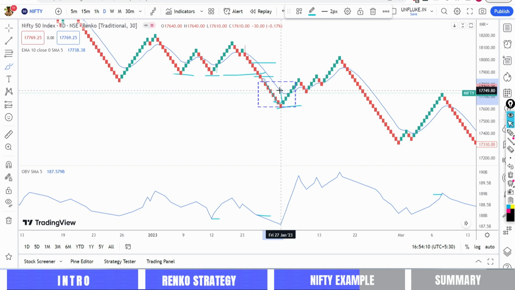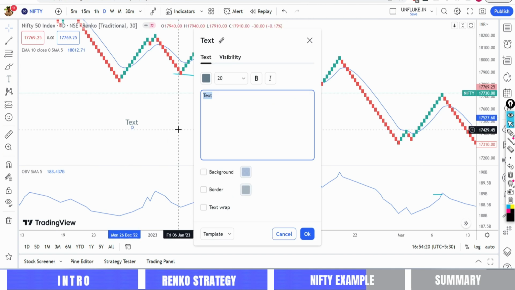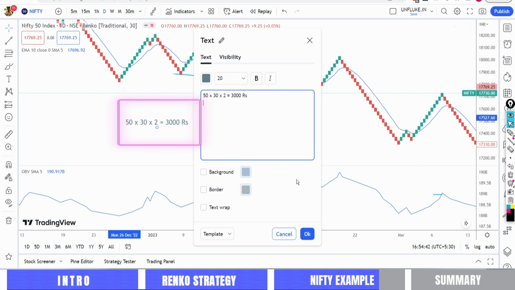Now how will we know what the brick size should be? That will depend on our risk management. In Nifty, I have put 30 points because currently the lot size is 50, right? So if I take 30 points as my risk and I'm using 2 blocks, the total risk that I'm taking is 3,000 rupees. Generally, this is the kind of risk that I'm willing to take when I'm trading Nifty. So I would be using this idea just to figure out my average brick size.